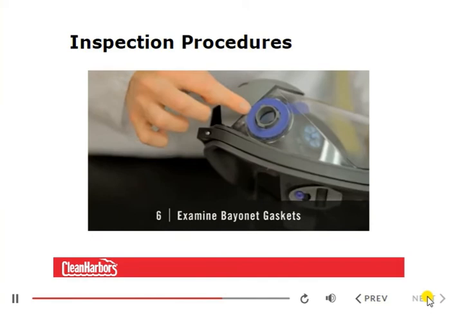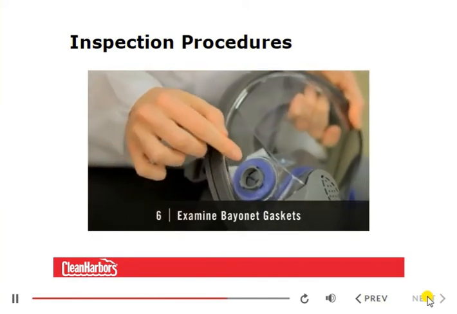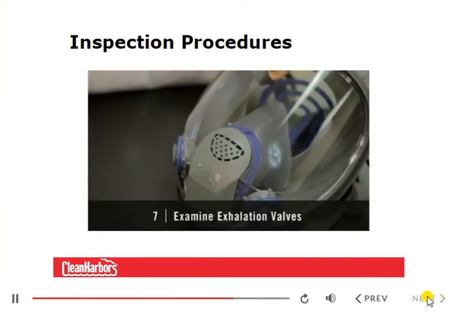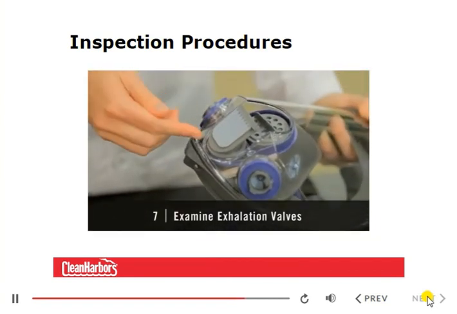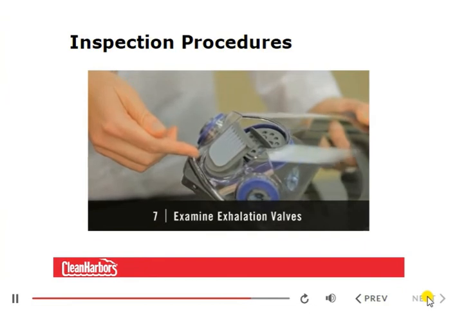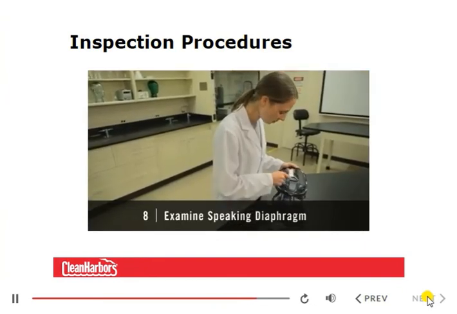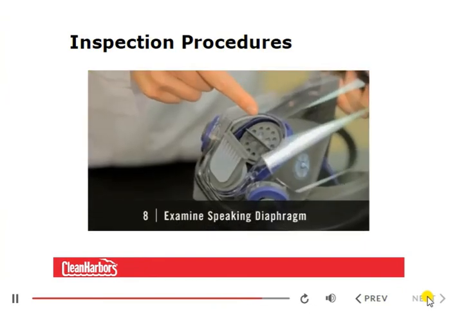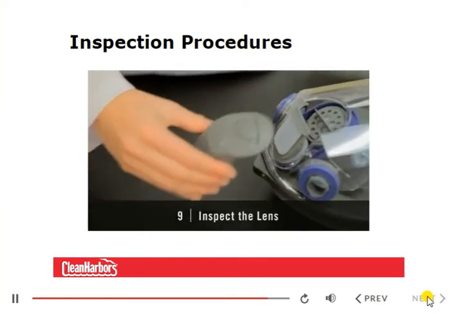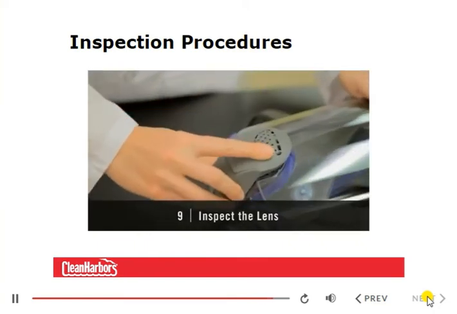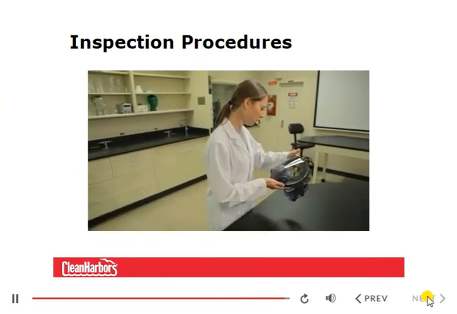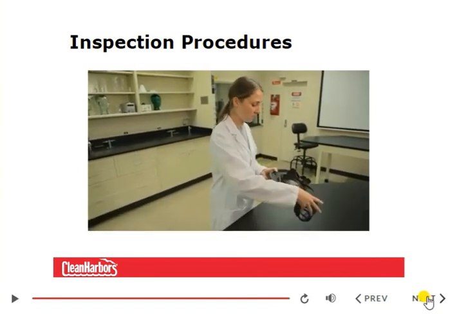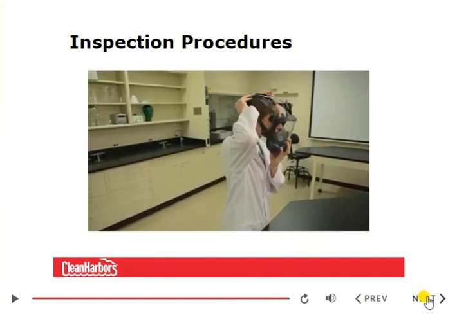6. Ensure the bayonet gaskets are in good condition. 7. Remove the exhalation valve cover, examining the exhalation valve and valve seat for signs of distress. 8. Examine the speaking diaphragm for any more signs. 9. Replace the exhalation valve cover and inspect the lens for any damage that may impair the respirator performance or vision. Once inspection is completed, you may put the respirator on.